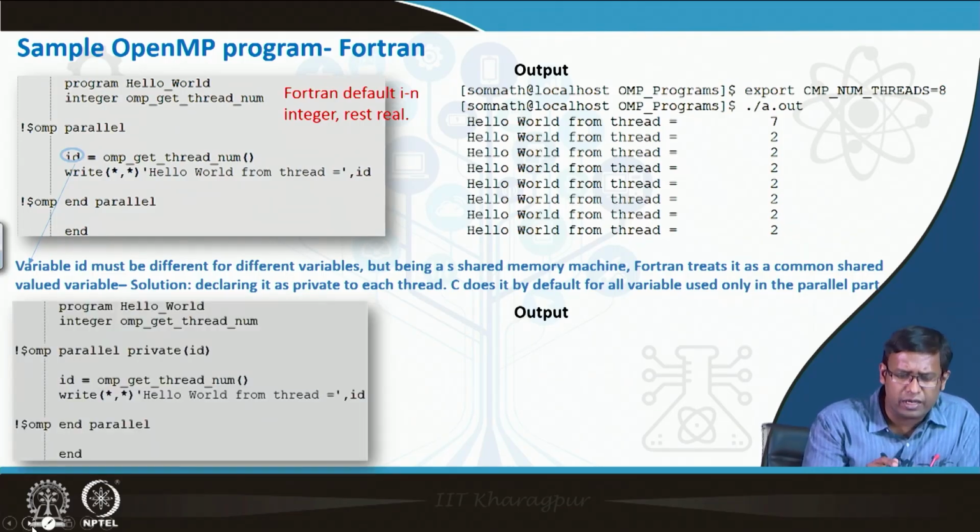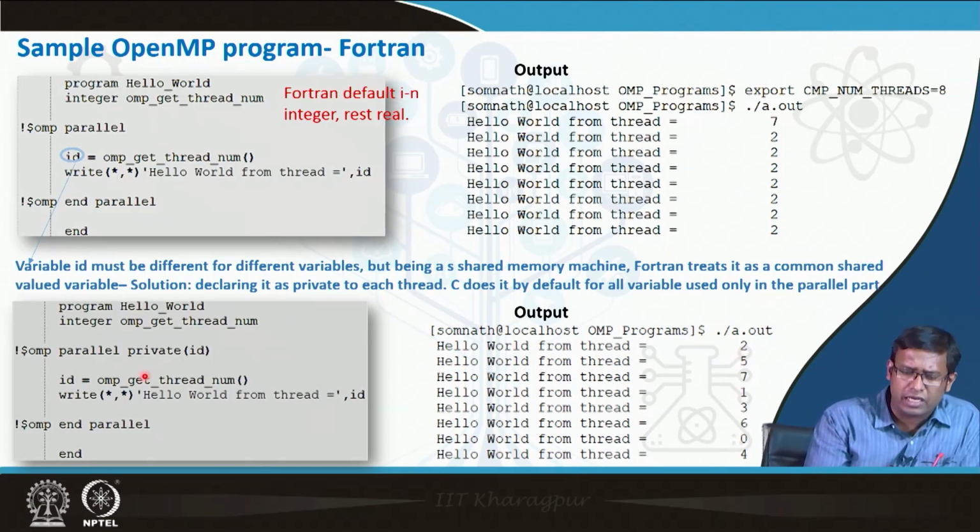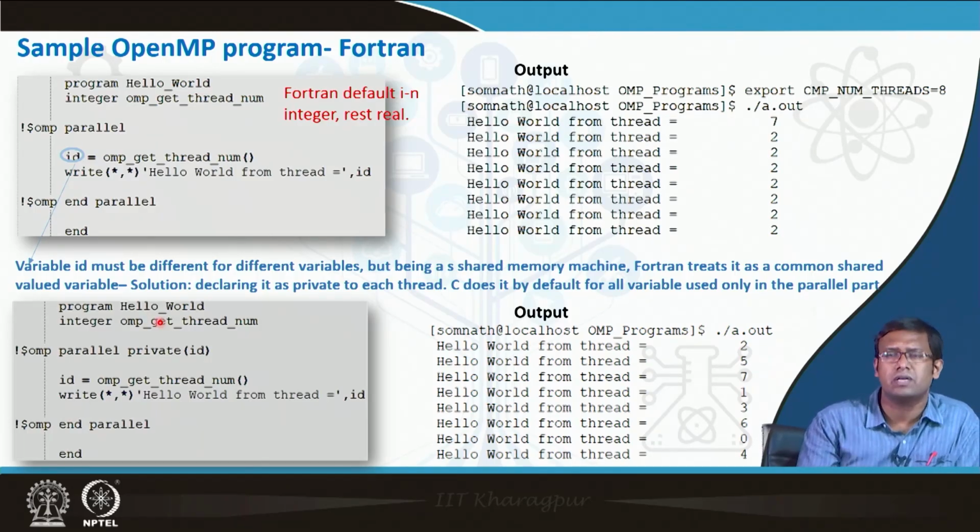So you have to define parallel private ID. ID will become a private variable to all the processors, and the processors will write hello world from ID, and since this ID is private, each thread has its own value of ID. And then you will get the values 0 to 7. In C, because ID is not used outside the parallel loop, it will behave as a private variable, but in Fortran it is not so. But it is also very good practice to identify the private variables.